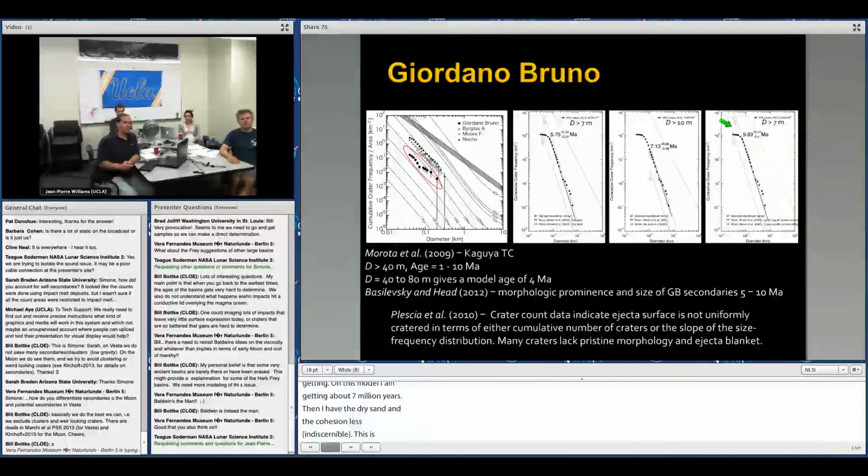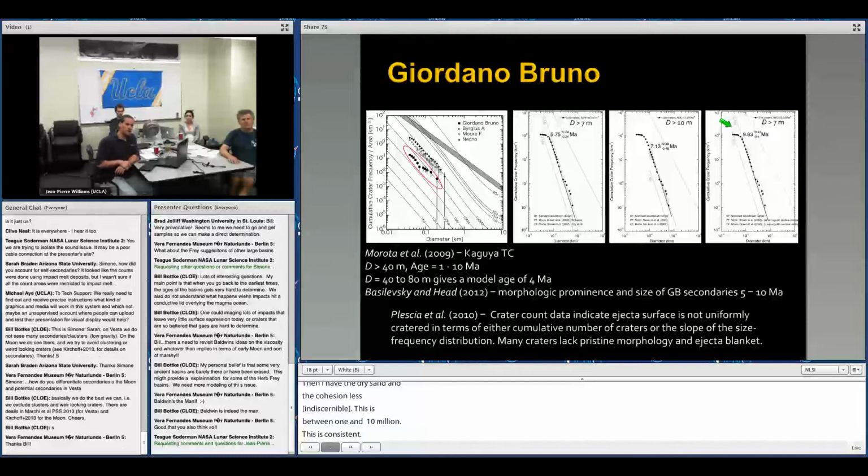Fleischer et al. pointed out, though, that they attribute this discrepancy or variation in crater ages to what they see as possibly being a result of self-secondaries. So I'm going to show one more example real quickly of where I also see a discrepancy in crater counts.